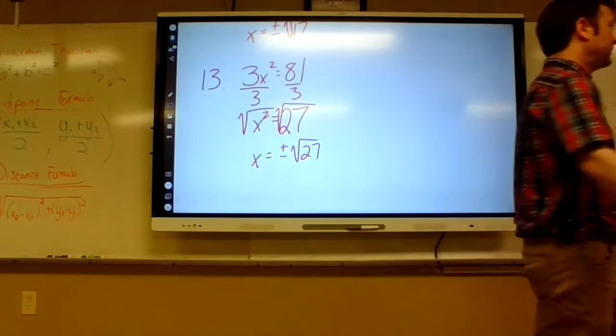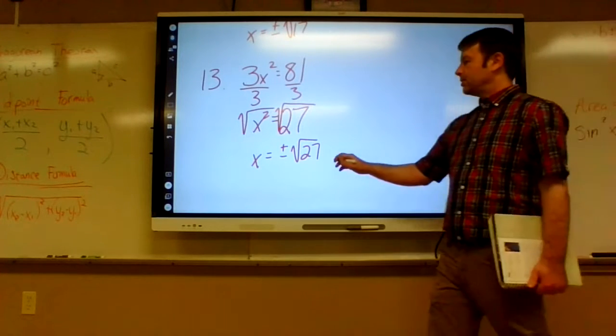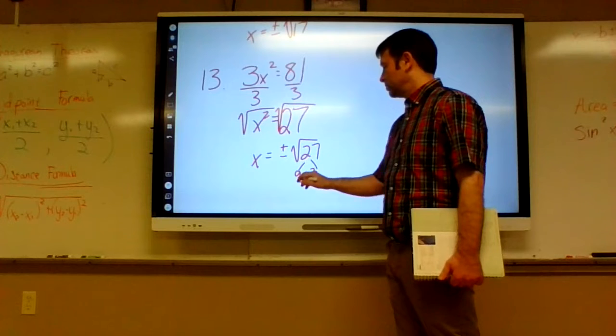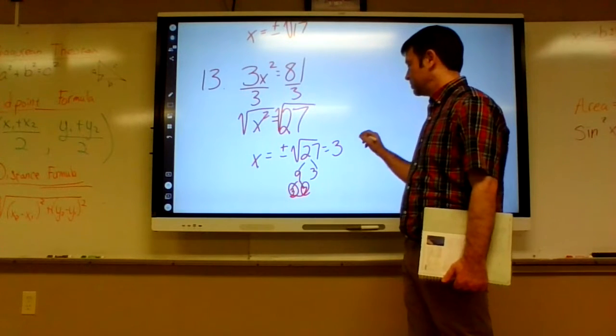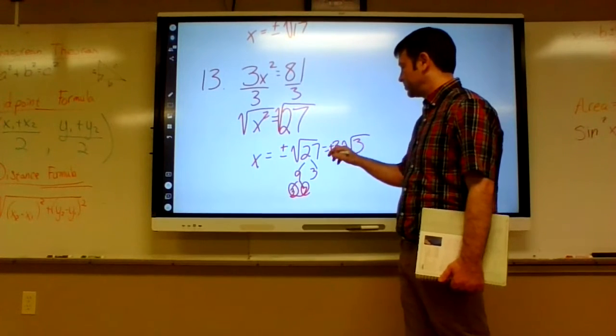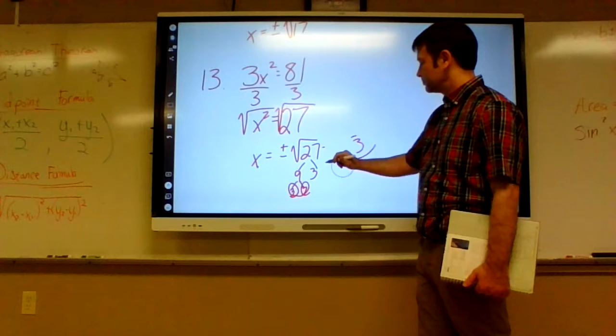Does square root of 27 simplify? Yes, it does. We got 3 square root of 3? Yeah. 27 is 9 times 3. So 3 square root of 3. Don't forget the plus or minus.